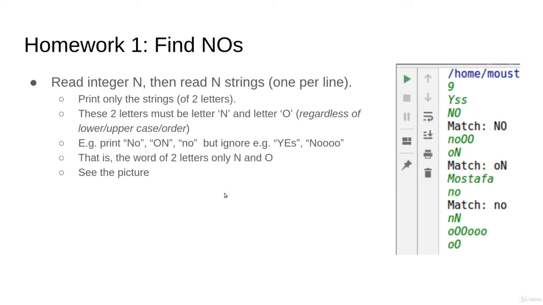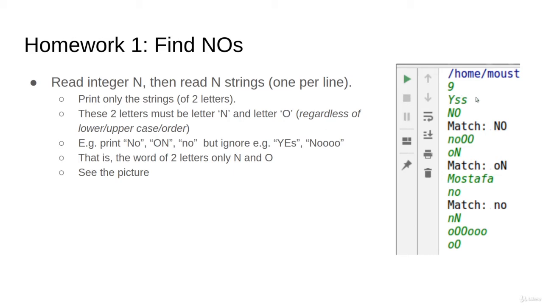The string consists of exactly two letters, and one of them should be n and one of them should be o, regardless of whether it is uppercase or lowercase, and regardless of the order. For example, you accept a word like no, like on, like NO, but you don't accept something like yes or noo, and so on. So it will have to be two letters. One of them is o, and the second is n, regardless of the uppercase or lowercase, regardless of the order.